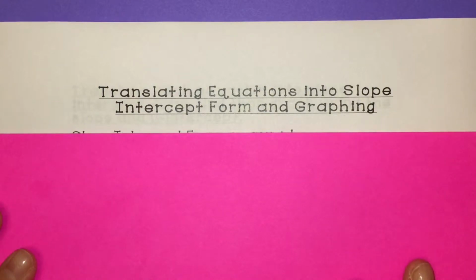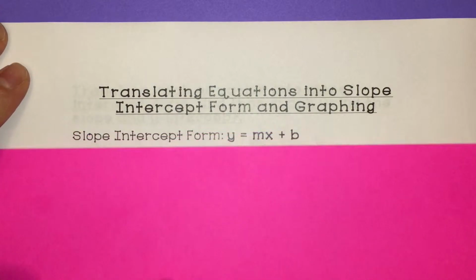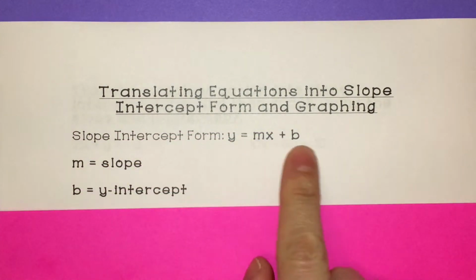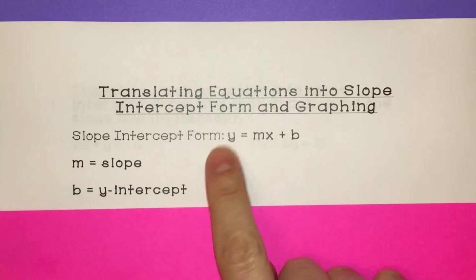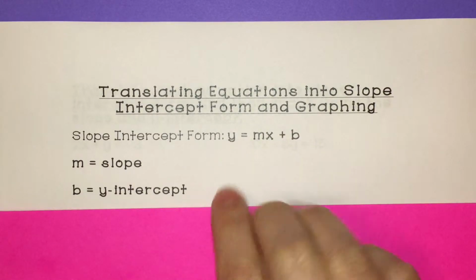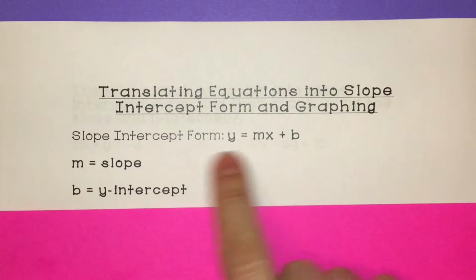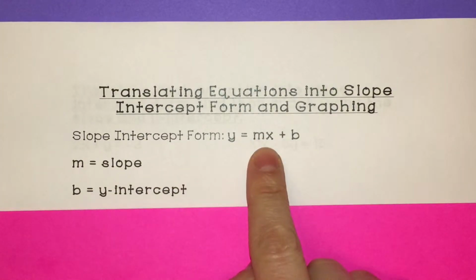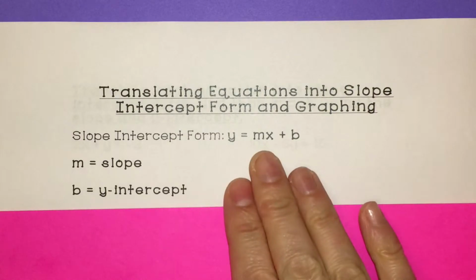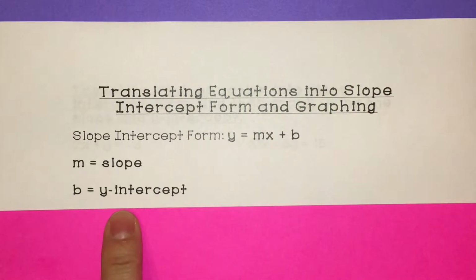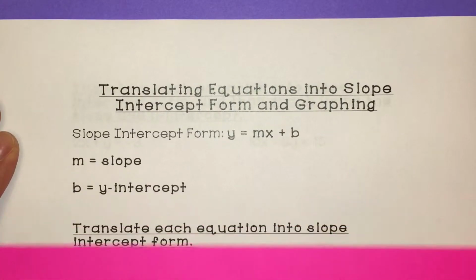We're going to translate equations into slope-intercept form, and then we're going to graph them. So remember, slope-intercept form is always in the form y equals mx plus b, where y is on one side of the equal sign all by itself and everything else is on the other side. M is your slope. It's the value that's multiplied by x when it's in this form. And b is the number that's added on, and that's the y-intercept.